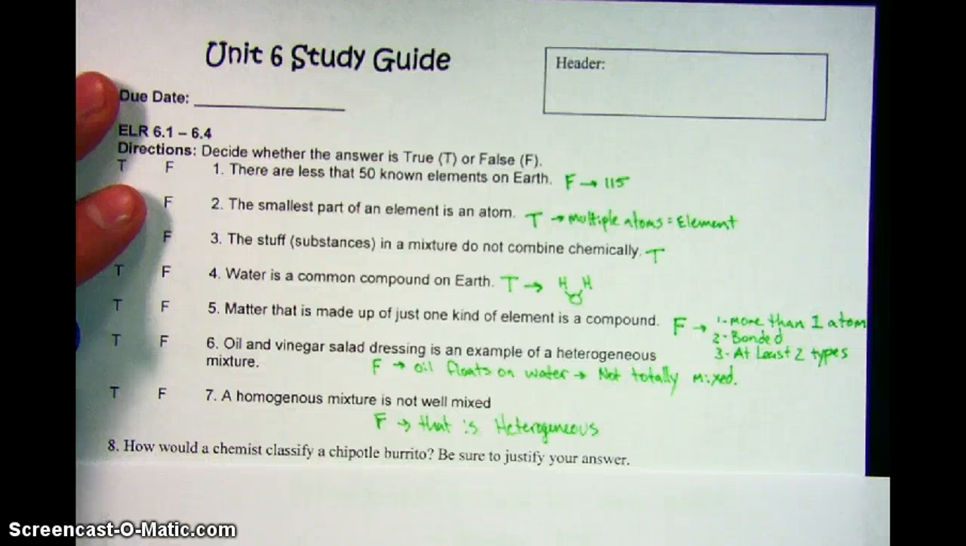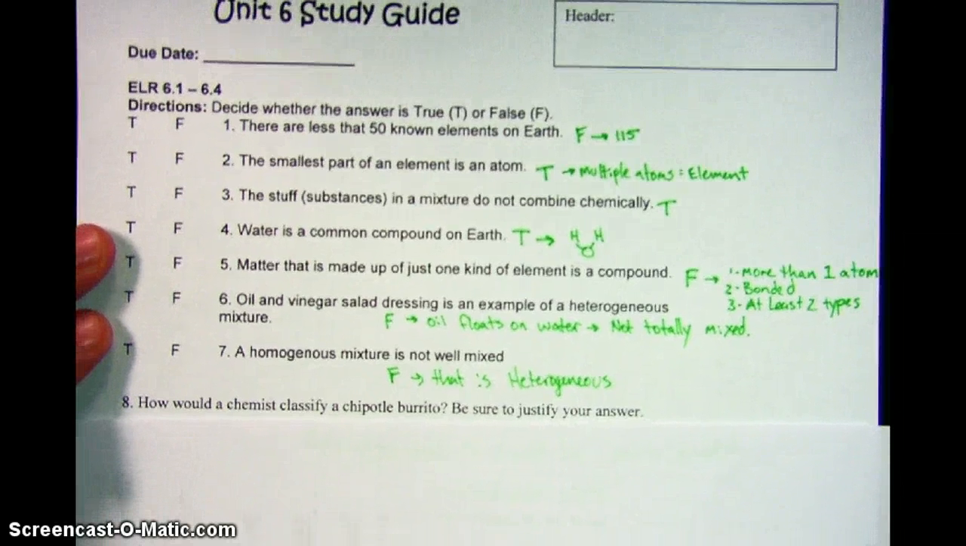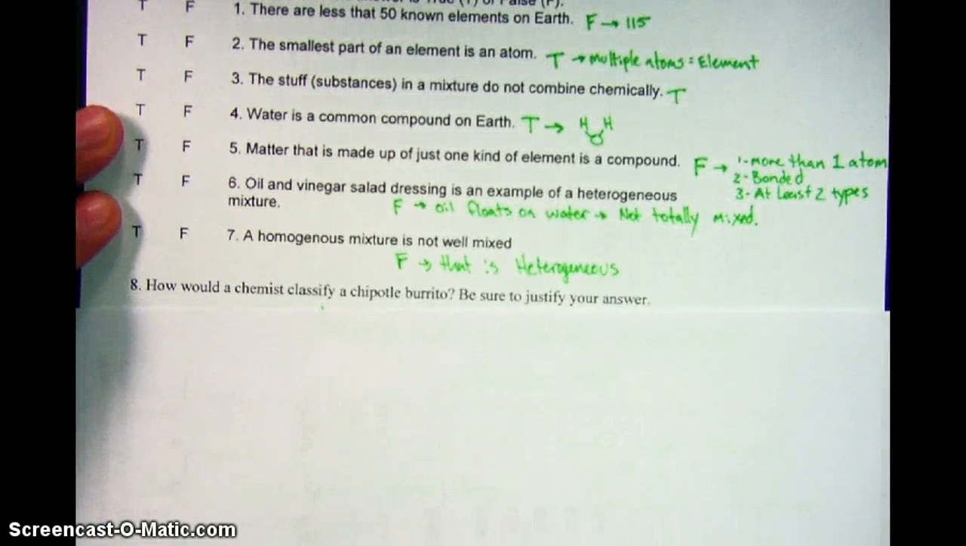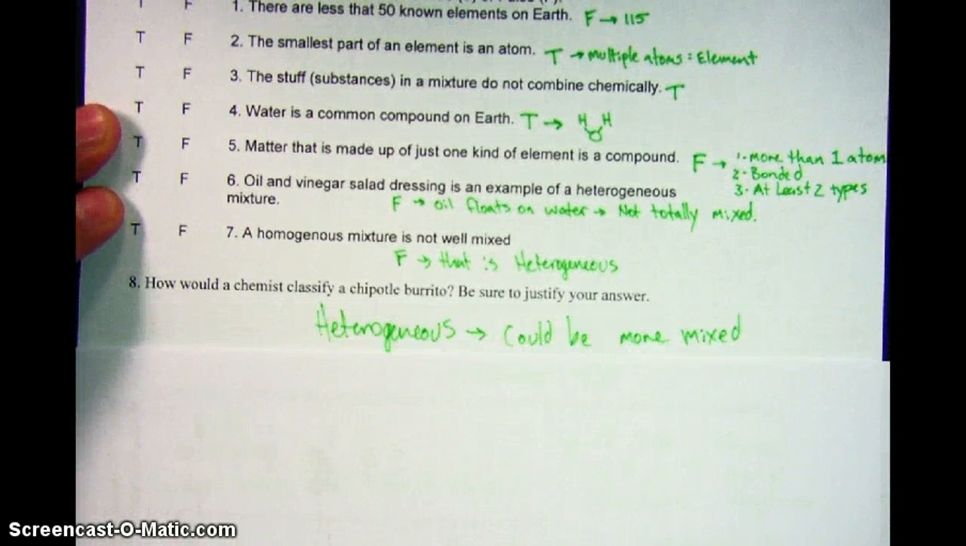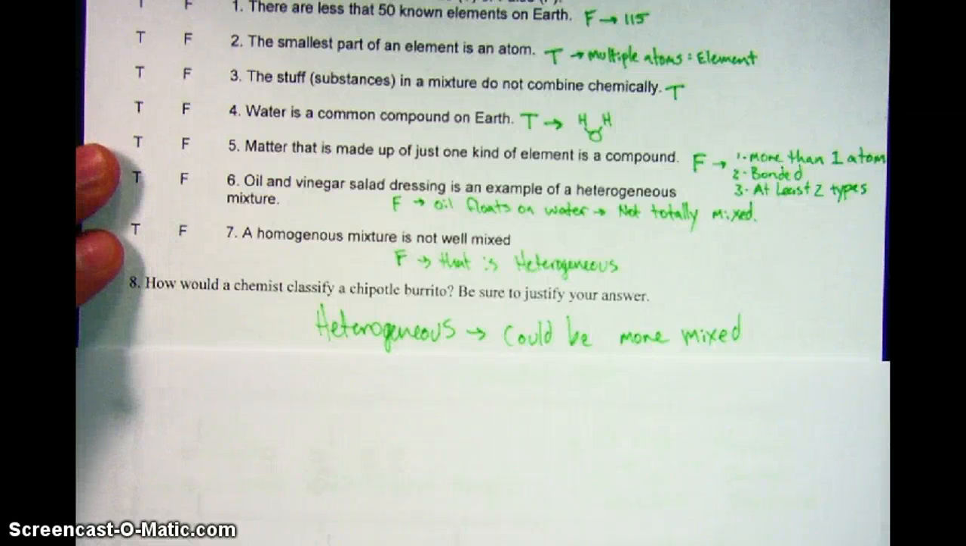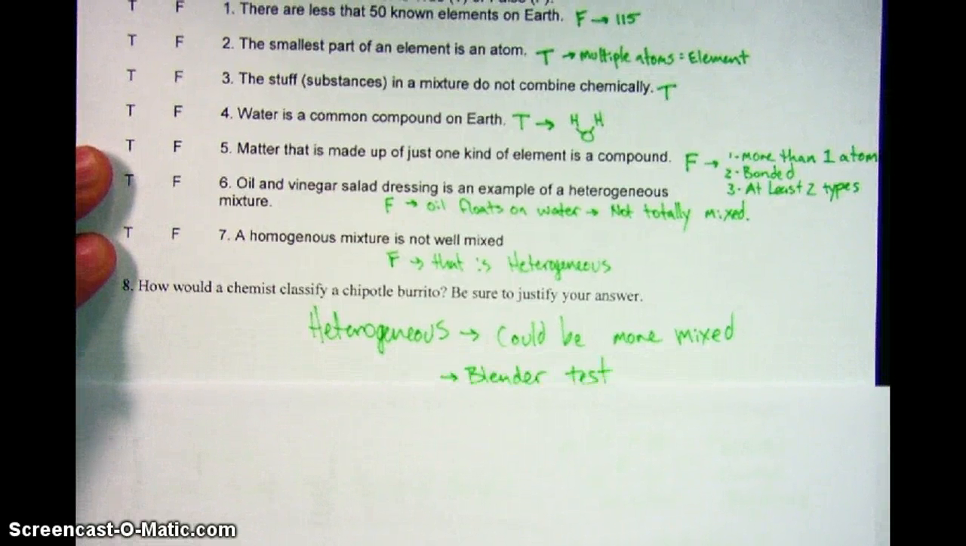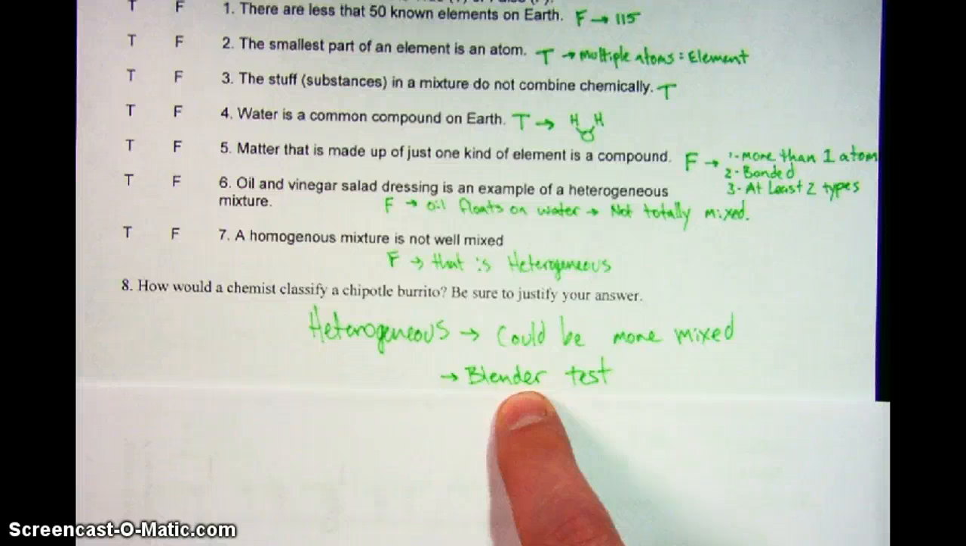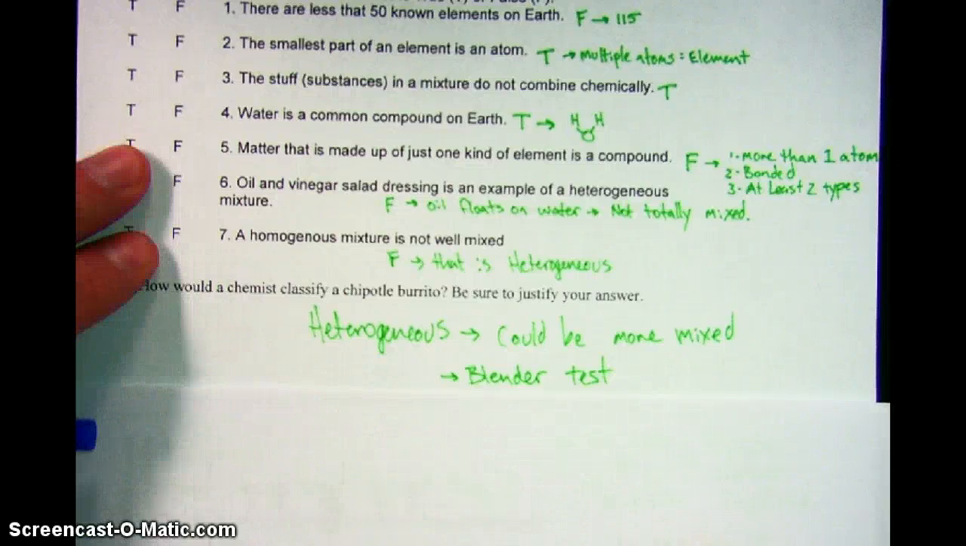Number 8 is off of the true-false. Now we're on 2 short answers. How would a chemist classify a Chipotle burrito? And be sure to justify your answer. Chemists would classify it as a heterogeneous mixture, and that's because it could be more mixed. Imagine the blender test. If you were to take a burrito and put it into the blender, you could easily make it more mixed than what you get at the Chipotle. So this makes it heterogeneous.